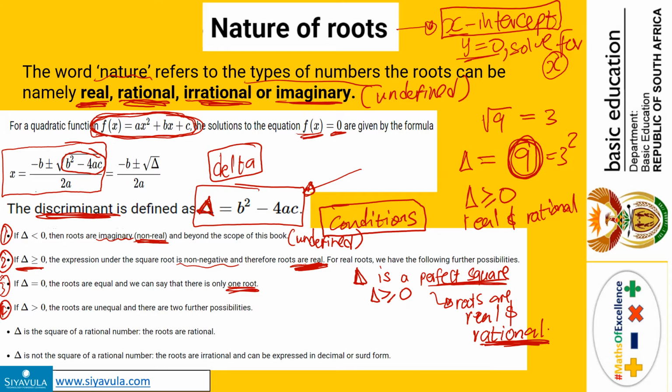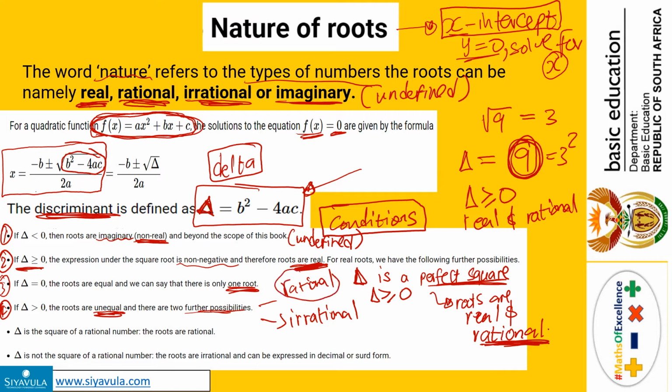Let's go to condition number 4. If delta is greater than 0, then the roots are unequal. Why are they unequal? Because we are not saying greater than or equal to; we didn't put that equals sign there. So we just say the roots are unequal, and there are two further possibilities. They can be rational or irrational.